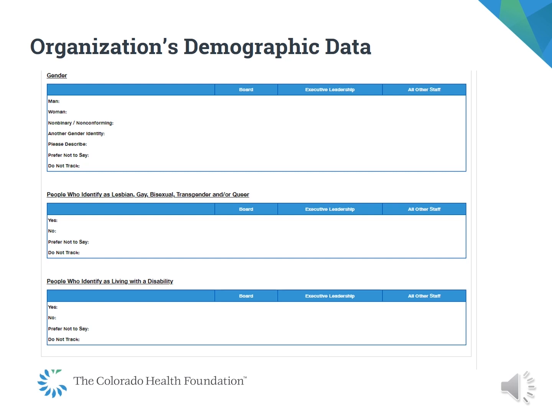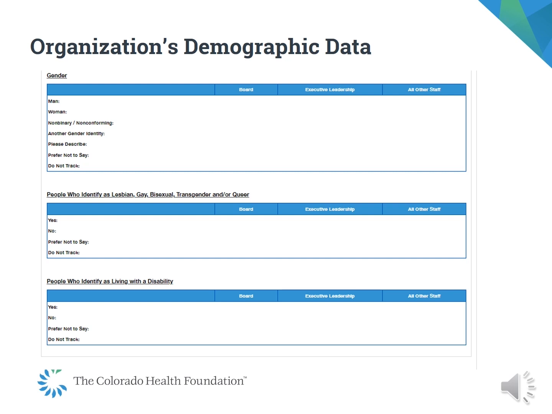When you reach this portion of the application, you'll see that we are requesting information about your board of directors, executive leadership, and other staff. Demographic data requested includes identification related to race and ethnicity, gender, sexual orientation, and disability. There is also an option to share additional demographic data that does not fall within these categories.